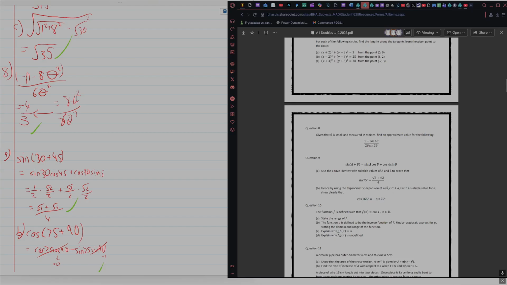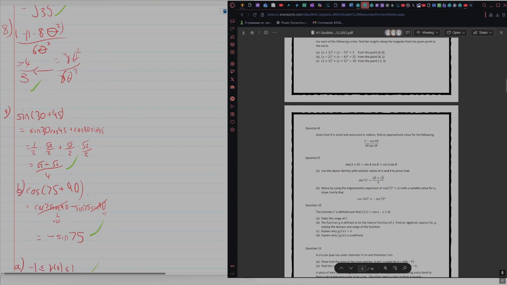Show that this tells you to use 75 plus alpha, so you just say, how do I go from cos 75 to cos 165? Well, cos of 75 plus 90 equals cos 165, which also, when you expand it, equals negative sine 75, so there's your proof.